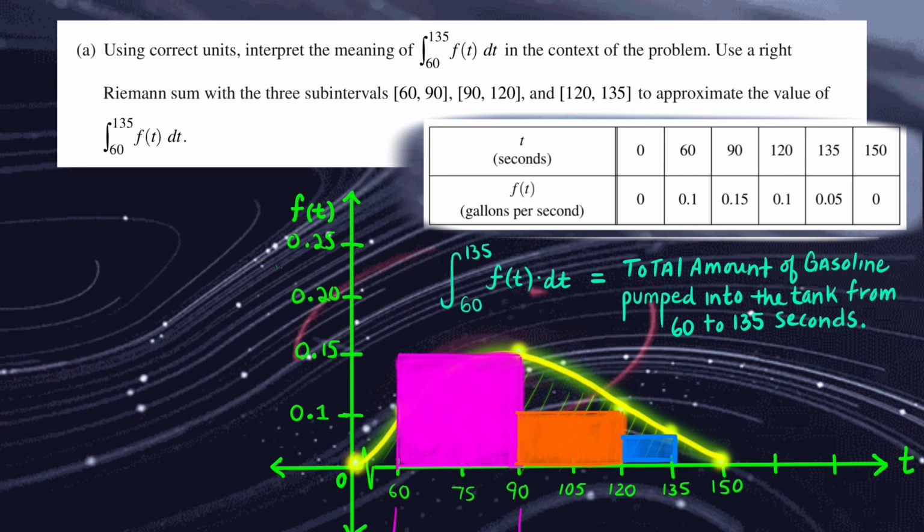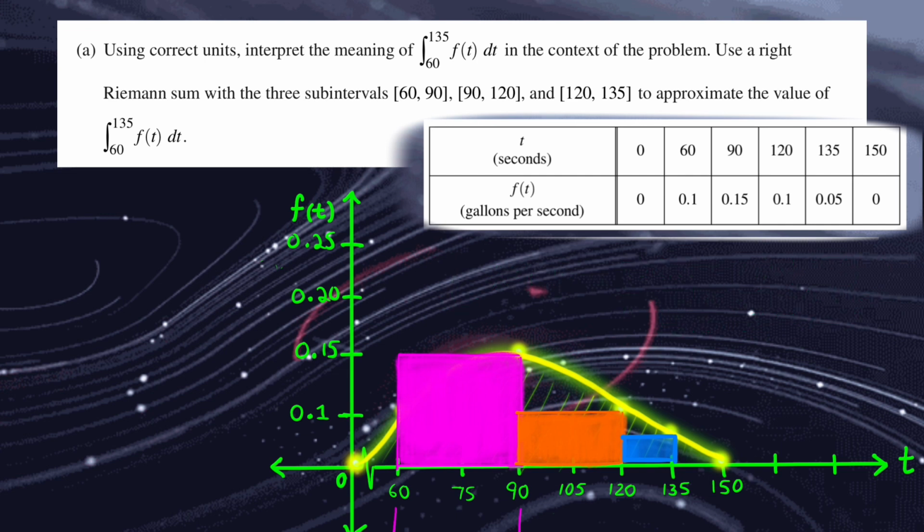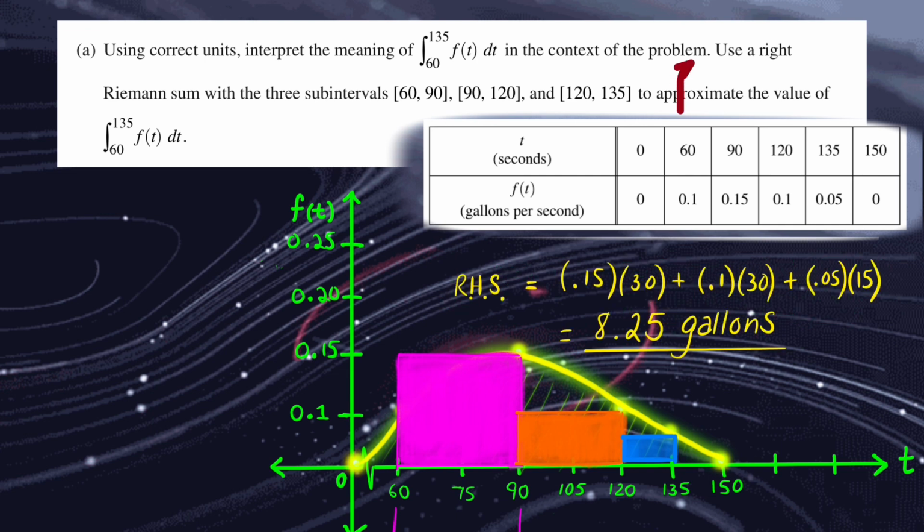Doing this Riemann sum, we take the height at the right side of each interval, multiplied by the width of that interval, and here we get 8 1/4 gallons. So over the course of this time span, we should expect to accumulate 8 1/4 gallons. So that's the answer to part A.